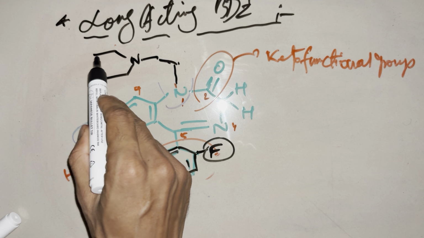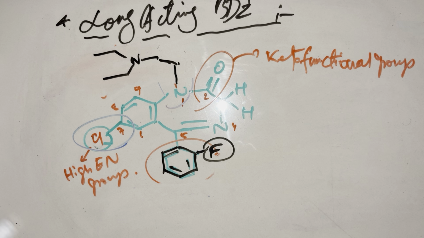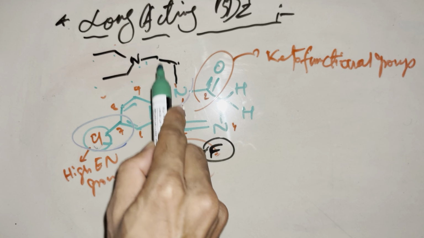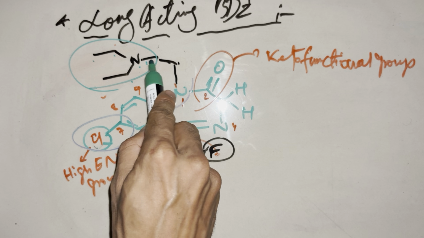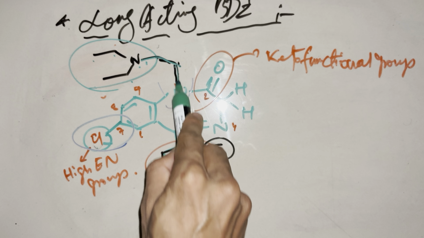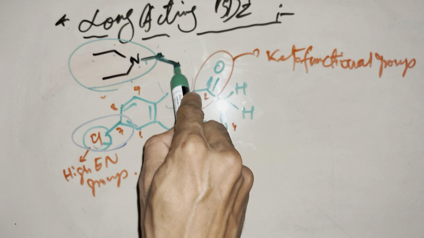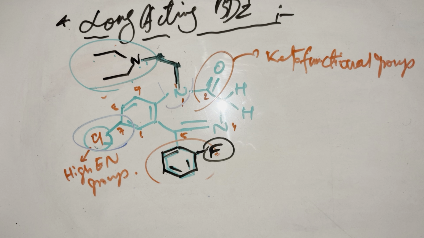So this is 1 ethyl, 2 ethyl, so diethylamine. And this is called diethylaminoethyl group. Ethyl group again, why? Because 1 carbon, 2 carbons. So this is the structure of flurazepam. Remaining everything will be the same.